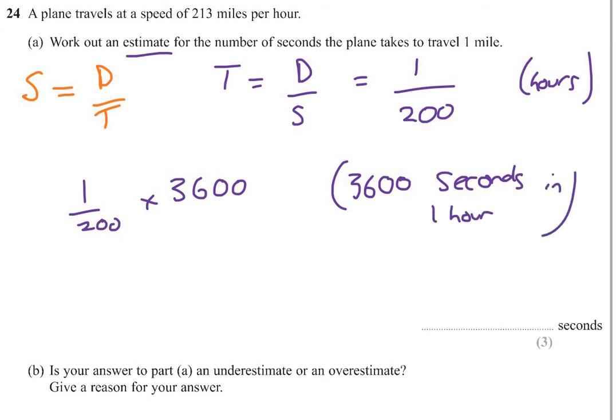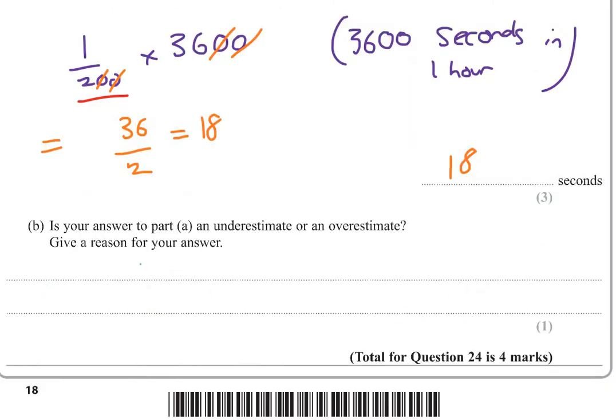Okay, so this is our estimate. We just need to work it out. So cancel off the zeros, and we are left with 36 over 2, which equals 18. So 18 seconds to travel 1 mile. That sounds about right.